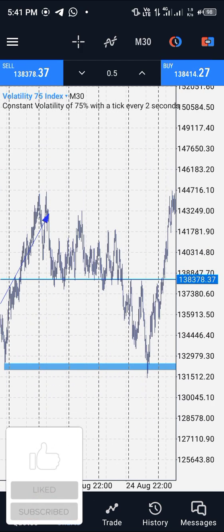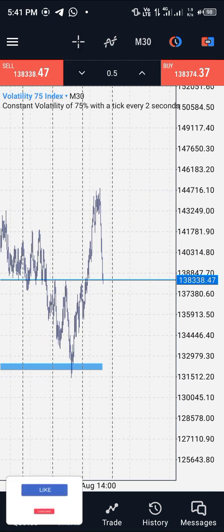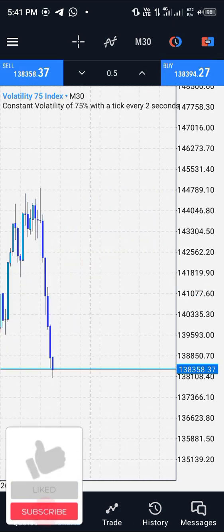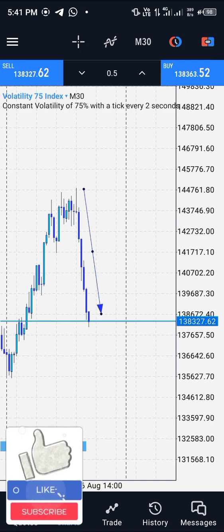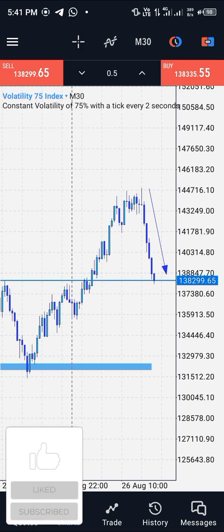Now, I missed this setup today. I had a lot of things to do today, so I missed this sell. This huge sell that occurred in 30 minutes, I missed it. Now, I'll show you how the sell took place.